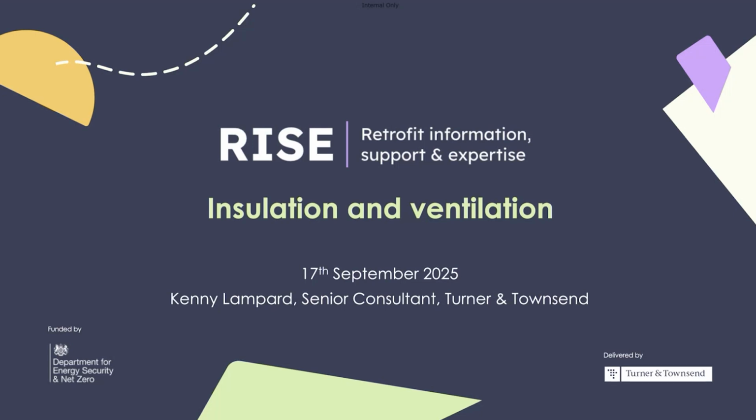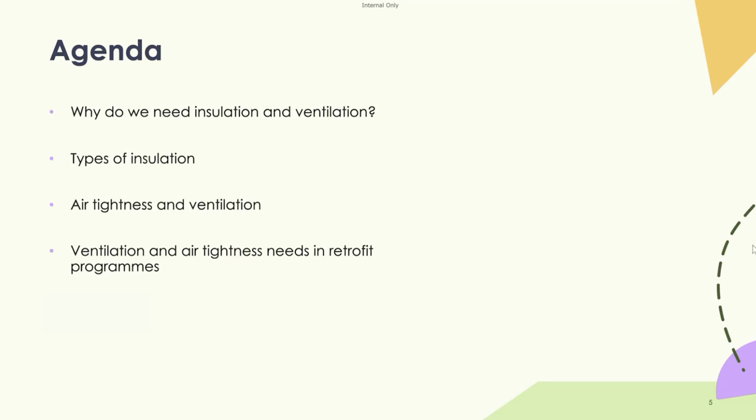So, quick skim through the agenda. We'll start off by looking at why we need insulation and ventilation and the importance of both of these topics. And then we'll run through various different types of insulation. So we'll look at wall insulation, roof insulation, and floor insulation products. And we'll look at some good examples of these products being used in retrofit. And then we'll touch on air tightness and ventilation, and again, the requirements within retrofit standards for air tightness and ventilation.